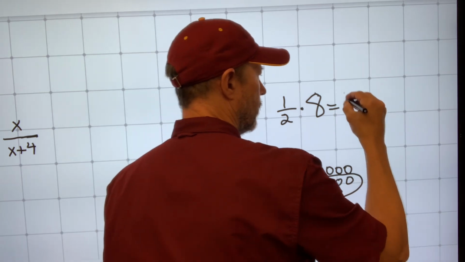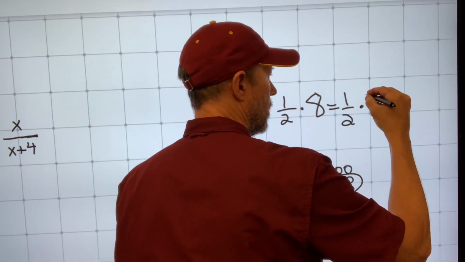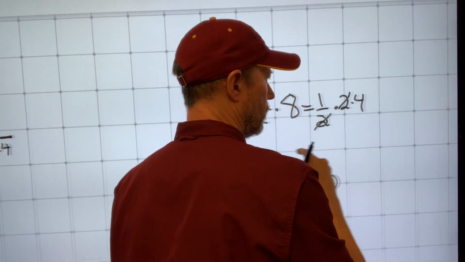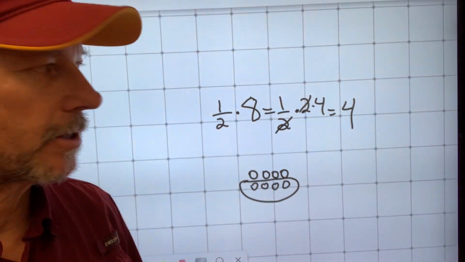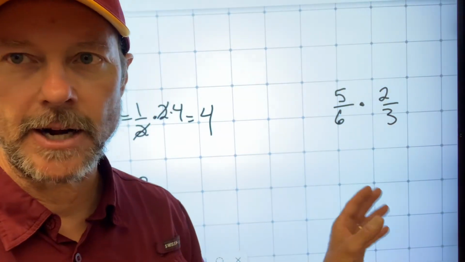Now how do you get that? Well, you have 1/2 times, and you factor the 8 into 2 times 4. The 2's will reduce, and you just have 4. So that's how we multiply a fraction by a whole number. But we want to know how to multiply a fraction by a fraction.